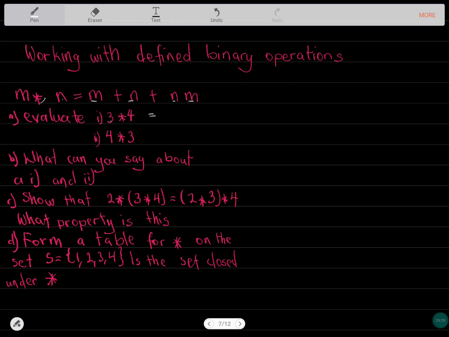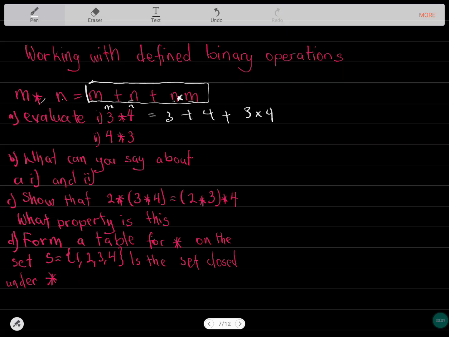So this is supposed to give us 3 is standing in for m, 4 is standing in for n. So this is the formula we are using, and we are supposed to go by this strictly. We do not change anything. We have to go by it strictly. So this is going to give us 3 plus 4 plus 3 times 4.